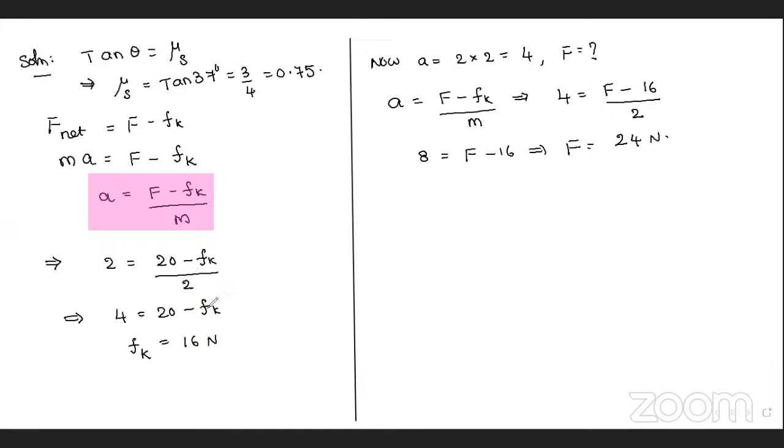2 twos are 4, 20. Fk is 20 minus 4. Is it 16 or 24? Frictional force Fk is 16 only. Fk is 16, 20 minus 4.